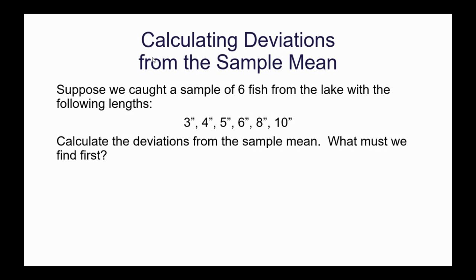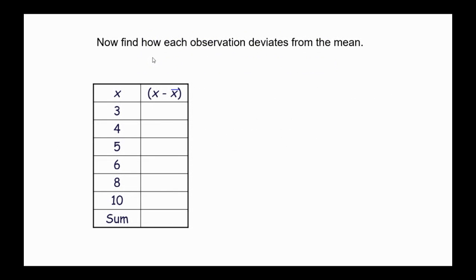What do we have to find first to get the deviations? The mean. We've got to get the mean first. So find the mean right quick of those 6 points, and let me know what you get when you calculate it. Once we get the mean, let me know what you get. It's 6. Yep.